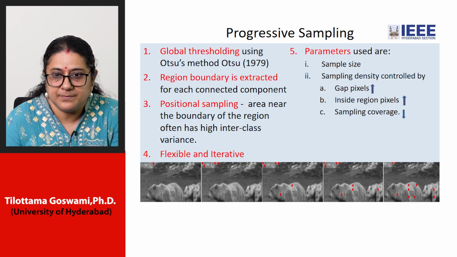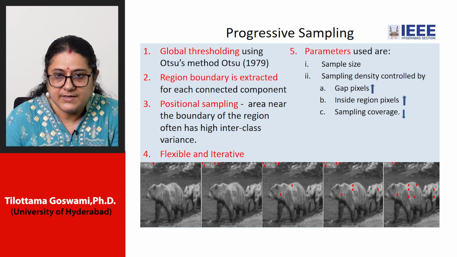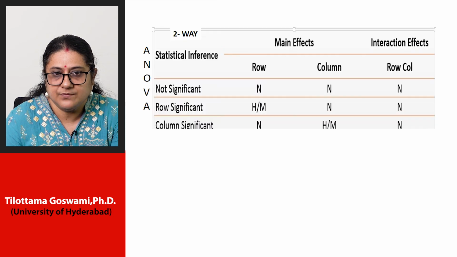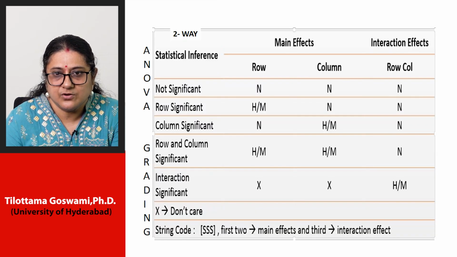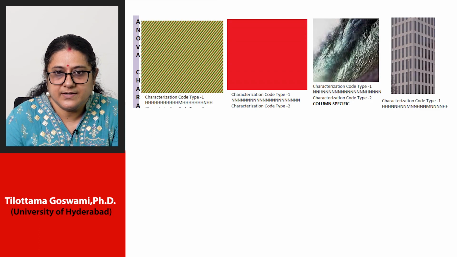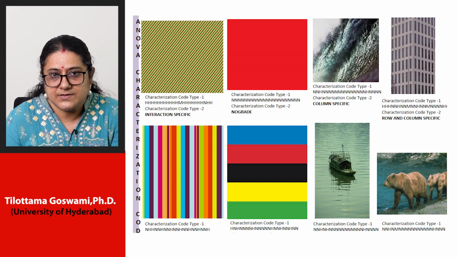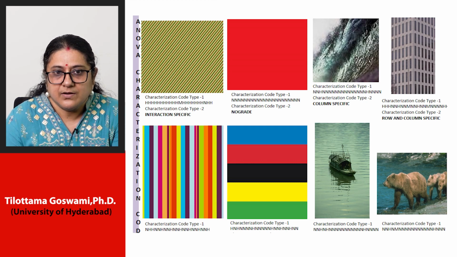So this is a progressive sampling. The red dots you can see from the image are what it has taken. It generated a string code representation which consists of the characters N, M and H depending on the statistical significant effect of the rows and the columns. This is the ANOVA grading: no grade, interaction specific, column specific, row specific, and row and column specific. So by characterizing the textures using the ANOVA analysis, and depending on the significant value, the hypothesis is row specific, column specific, or interaction specific.